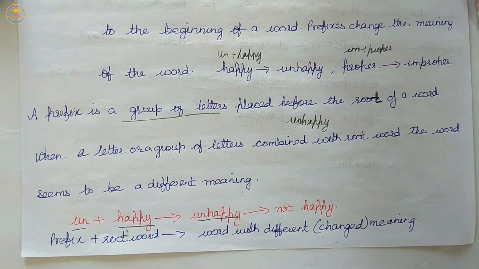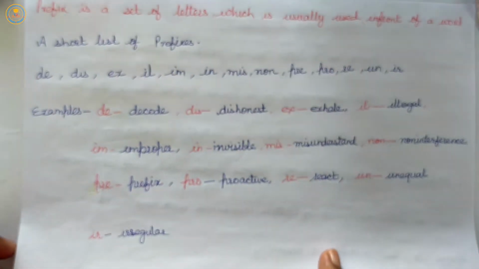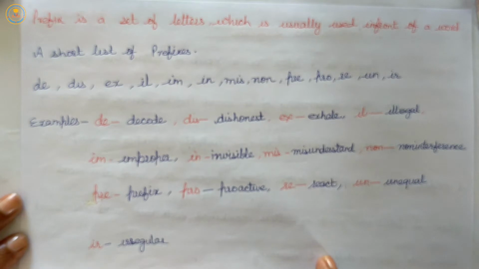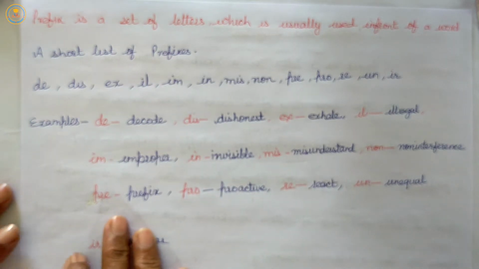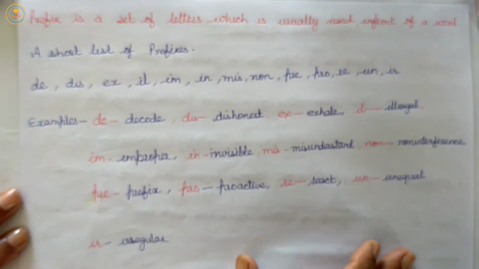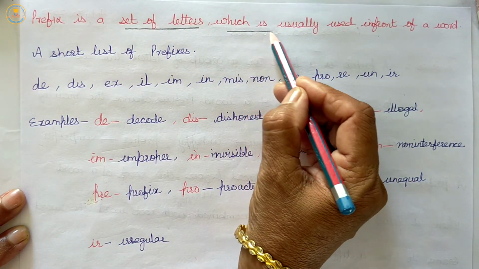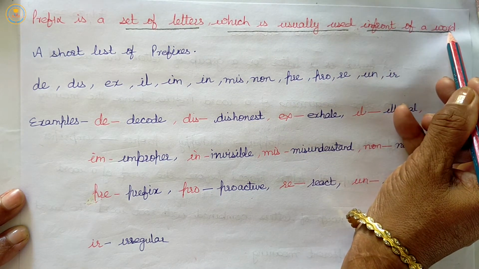So a prefix is a letter or a group of letters that we add to the beginning of a word. Prefixes change the meaning of the word. And when a letter or group of letters is combined with the word, then we get a new word with different meanings. So what is a prefix? A prefix is a set of letters, or you can say a letter, which is usually used in front of a word.